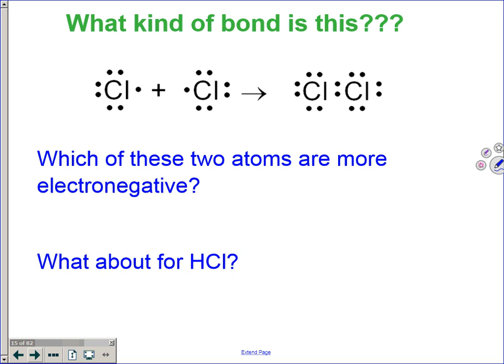So draw your chlorine to chlorine up here first, and then I want you to try this bottom one. Draw this first for an example, and then try this one.